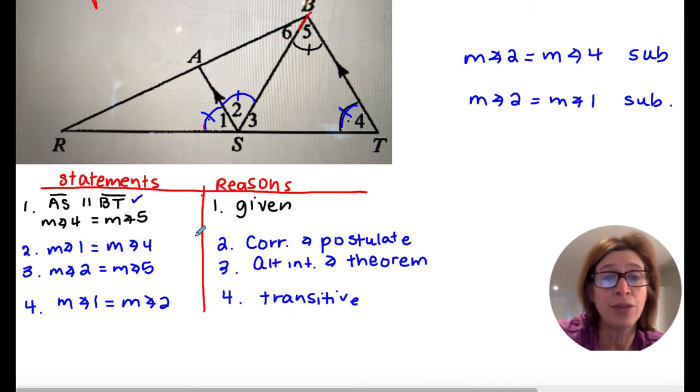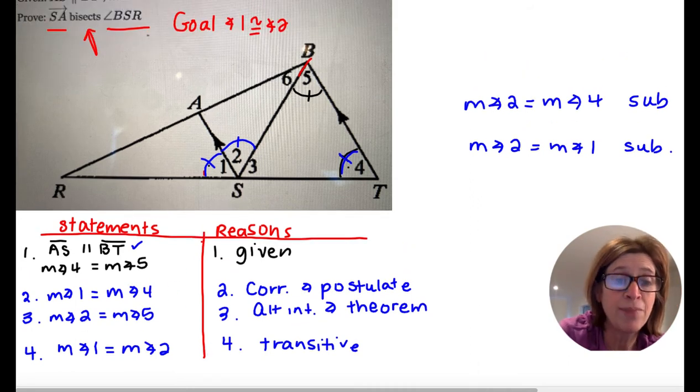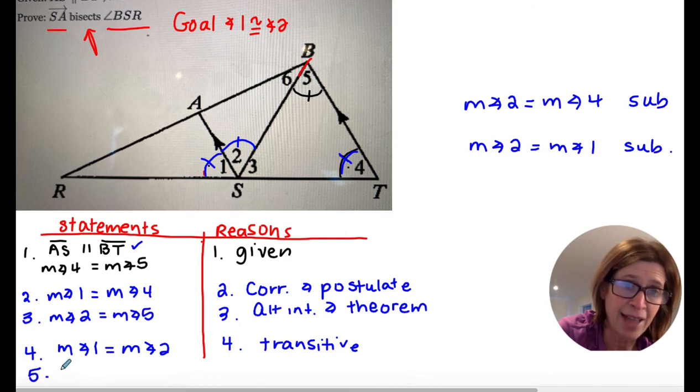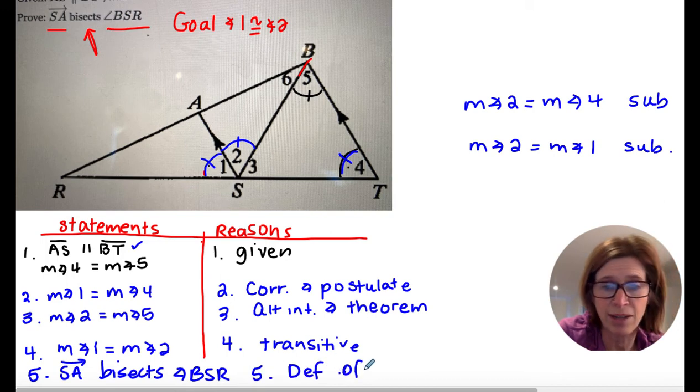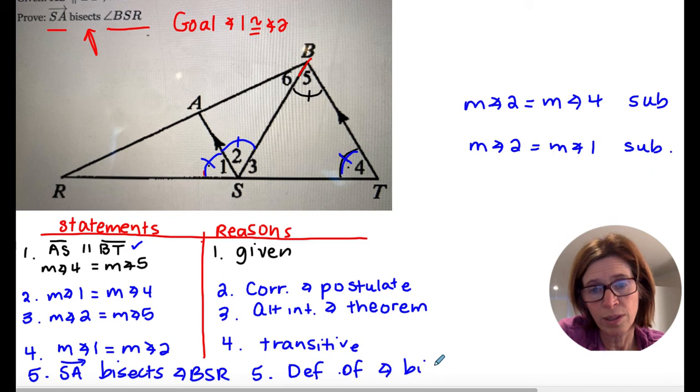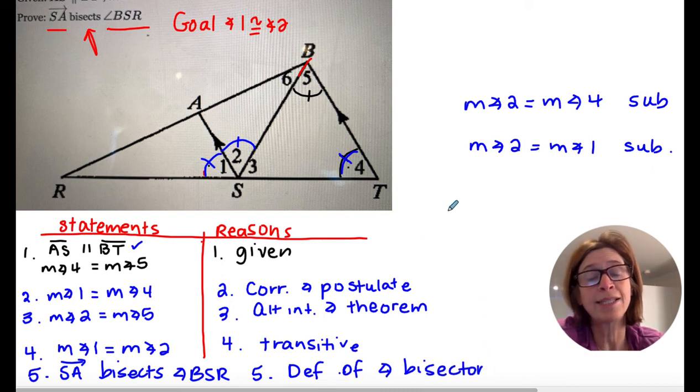But now that I know that angle 1 equals angle 2, I can say that SA bisects angle BSR. And that would be because of the definition of an angle bisector. The definition of an angle bisector says that if a segment or ray bisects an angle and breaks the angle into 2 congruent parts, then it is an angle bisector.